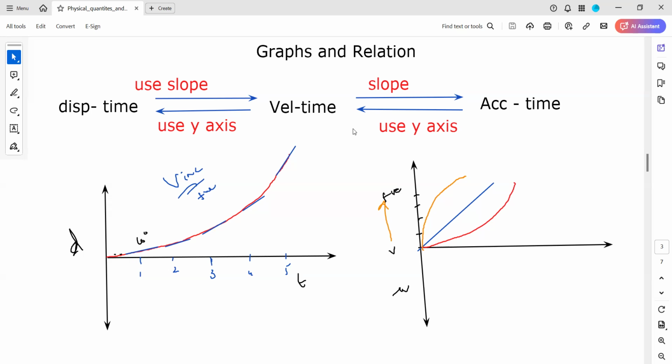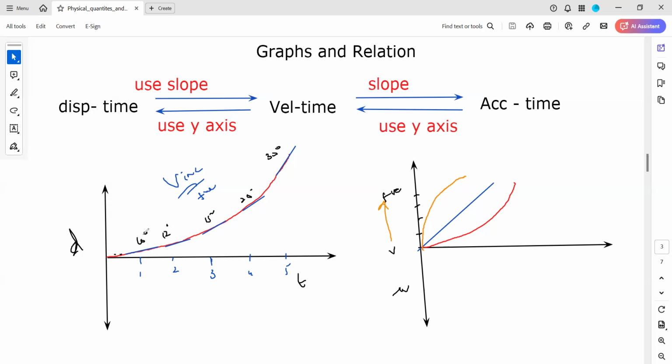For sketching, all these possibilities are there. Say the angle is 12 degrees. The third one, the angle for example is 15 degrees. The fourth one, you found the angle is, for example, 20 degrees. The fifth one, 30 degrees. So you found that the angle is increasing. If the angle is increasing, the slope of the velocity time graph should also increase. Like the change is increasing.